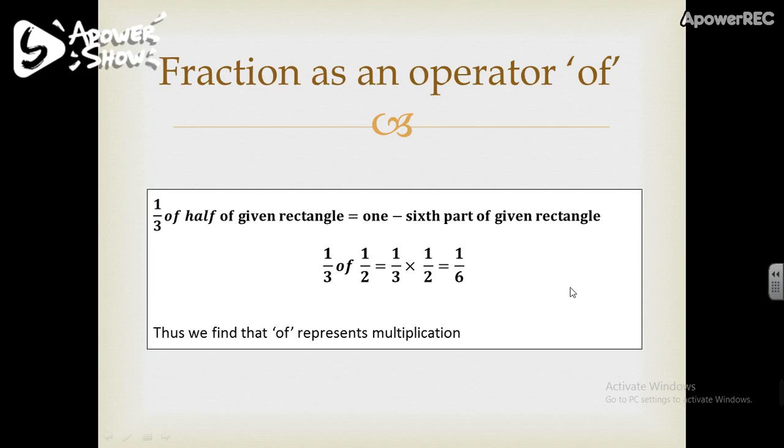If I am taking the rectangle to be the whole number 1, then 1 by 3 of 1 by 2 is equal to 1 by 6, which can be obtained by multiplying 1 by 3 and 1 by 2. So after multiplication we get 1 by 6. This whole thing means that the word "of" represents multiplication. So wherever you find this word "of", you can replace this "of" by multiplication. So this "of" represents multiplication.